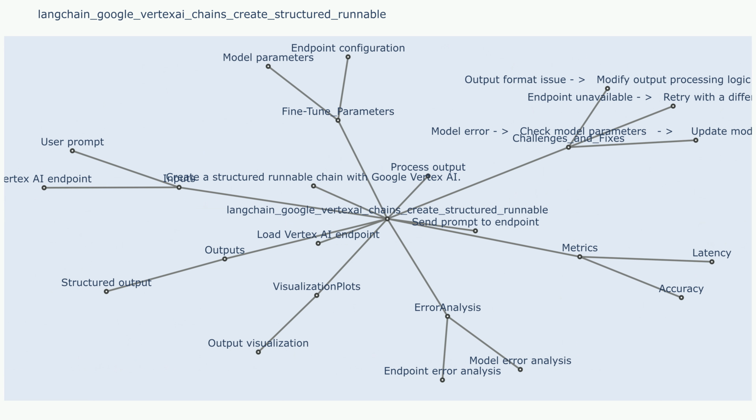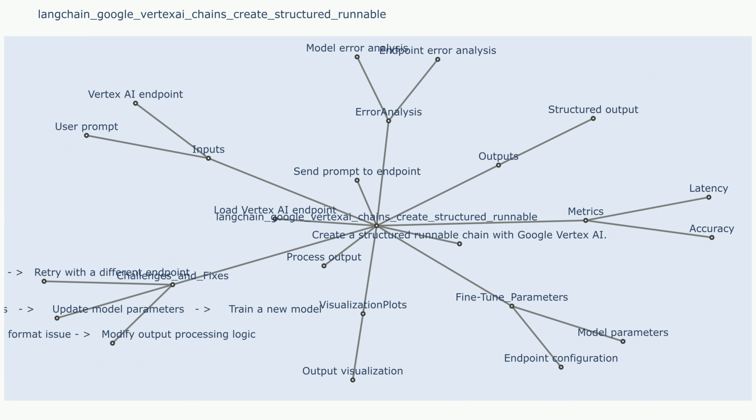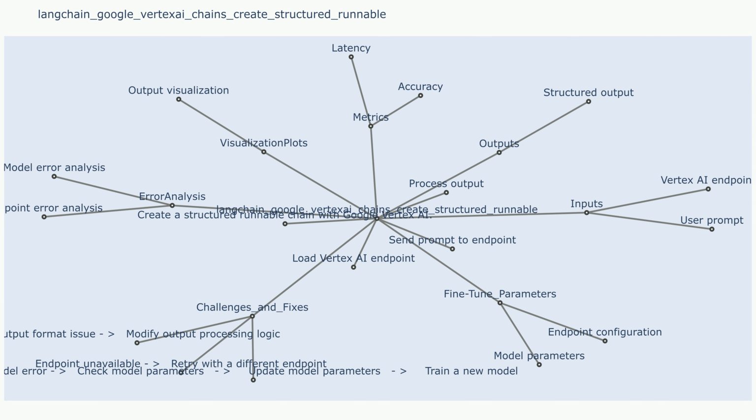Metrics: execution time of the runnable function. Resource usage of the runnable function. Visualization plots: a plot of the execution time of the runnable function over time. A plot of the resource usage of the runnable function over time. Fine-tune parameters: the runtime environment for the runnable function. The resources allocated to the runnable function.